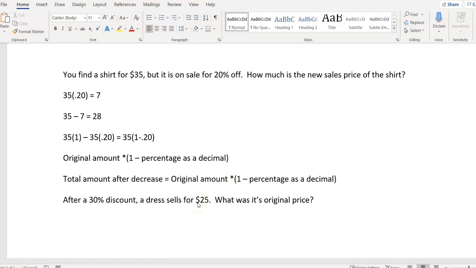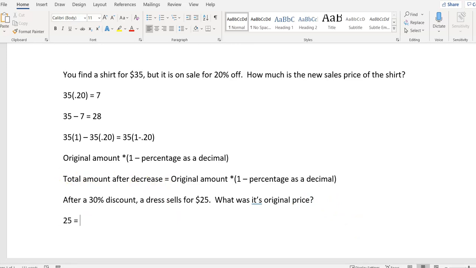So let's look at one last problem. After a 30% discount, a dress sells for $25. What was its original price? Now let's notice it's a discount, so it's a decrease in price that we're talking about here. So we want to use this formula that I used right up here since we're talking about a decrease. Now we already have the total amount after decrease. It's $25. So let's put that on the left side of the equation because we're going to solve an equation.